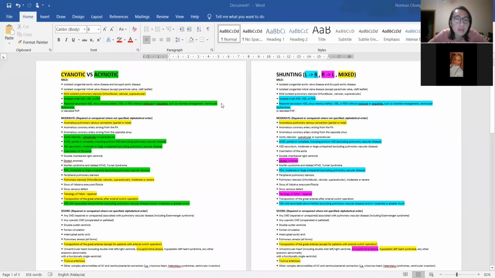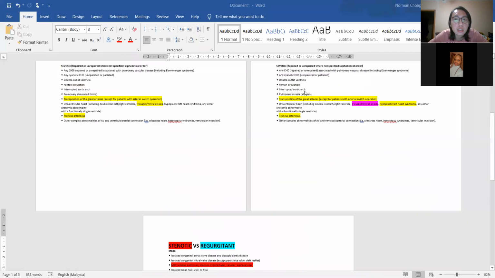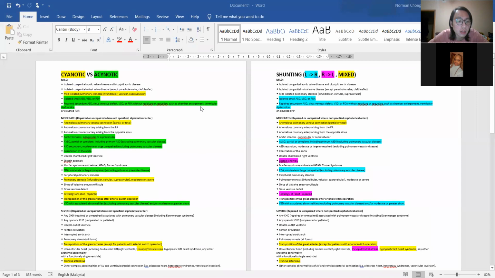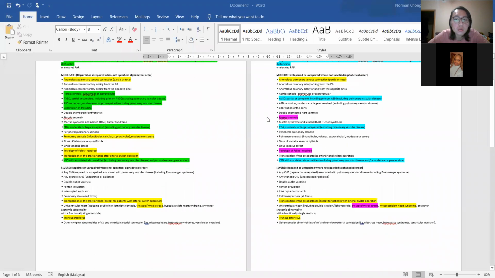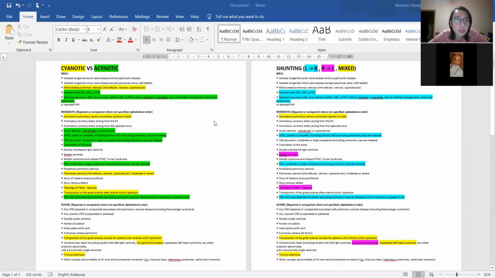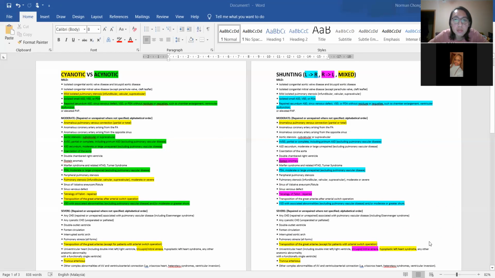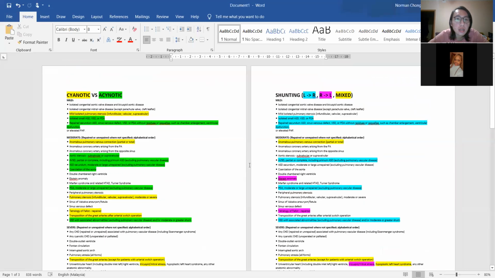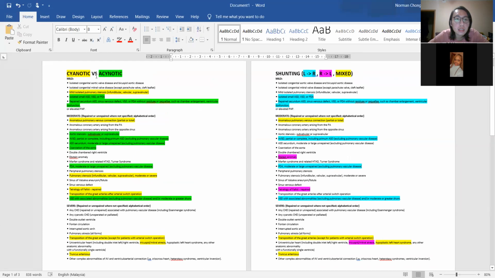So you see here, I've divided them into the major ones. So you see here, cyanotic, acyanotic, shunting, or the three shuntings, and also stenotic and regurgitant. Okay, what do I want to draw your attention towards? Let's go through the first page. Let me zoom out a little.